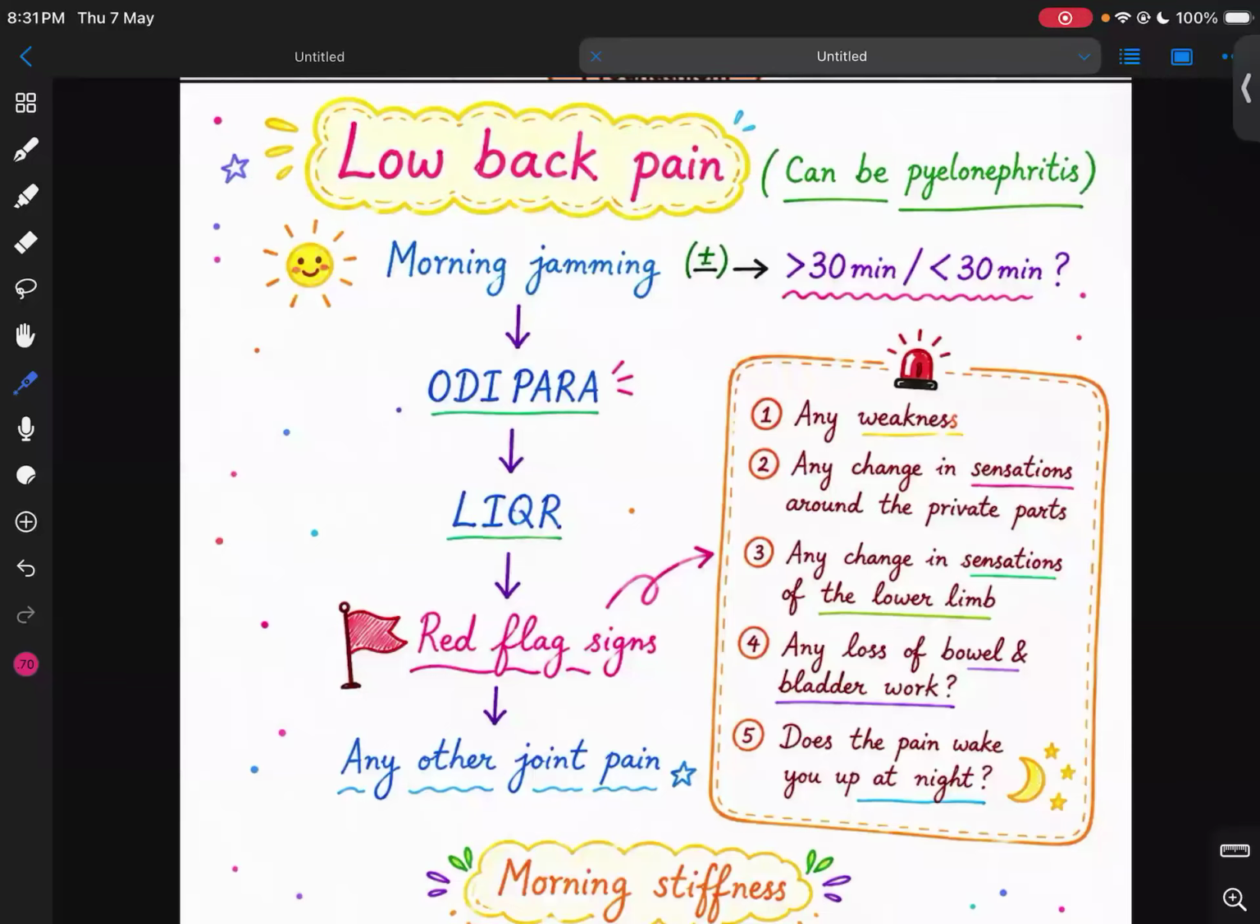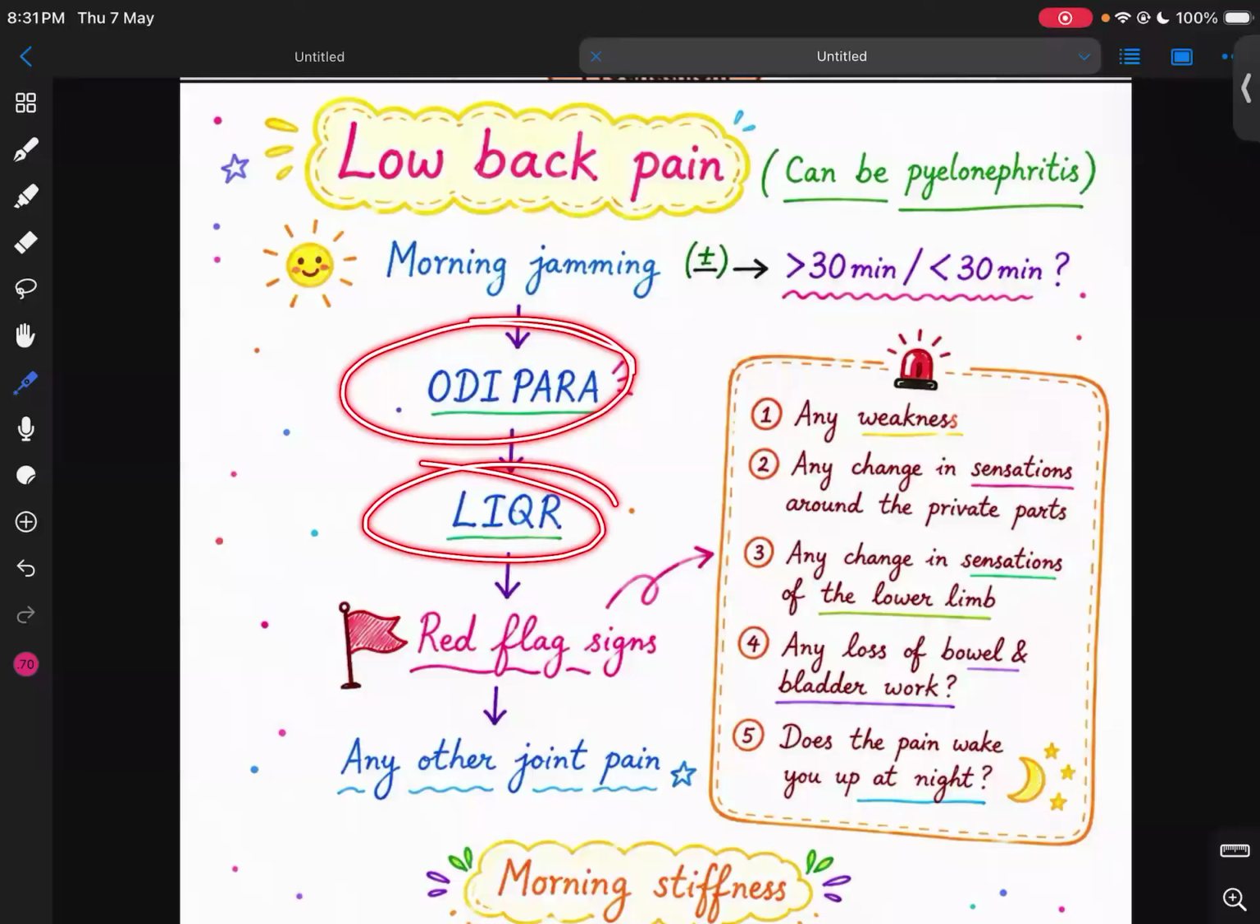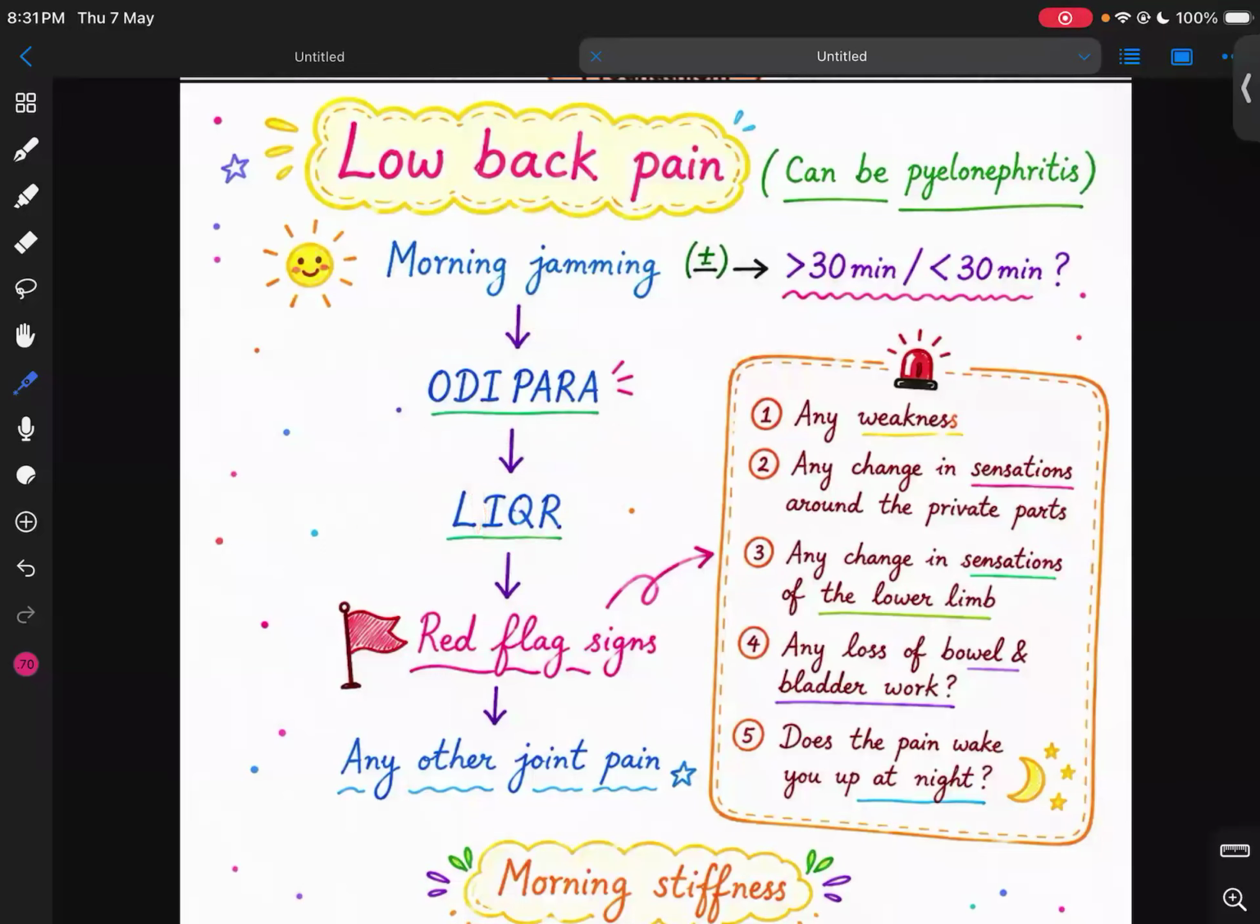First, we have to ask for morning stiffness. The non-jargon term for morning stiffness is morning jamming. We have to ask, do you have any morning jamming? If it is present, whether it is more than 30 minutes or less than 30 minutes. Then we analyze the symptom using the mnemonic OTHER PARA and LICOR, and inside LICOR, location for any type of pain is very important.